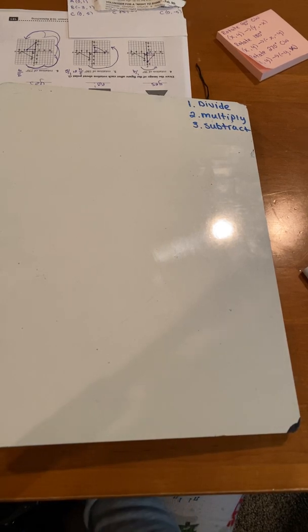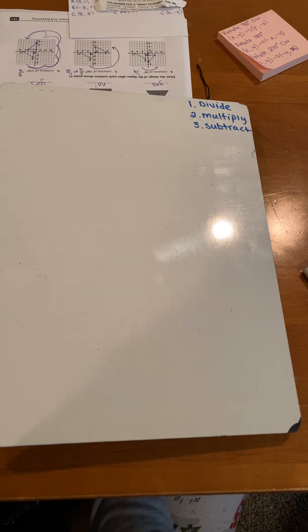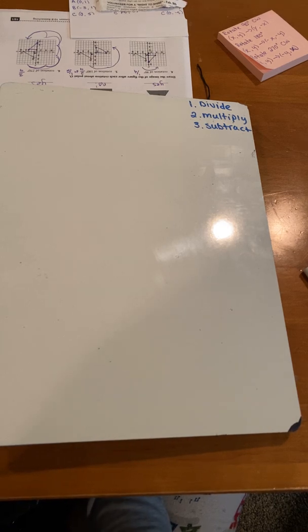Hi Algebra students, welcome back to 12.6, Rational Expressions with Like Denominators. To add rational expressions, recall that to add fractions with like denominators, you add the numerators, then write the sum over the common denominator. You can add rational expressions with like denominators in the same way.